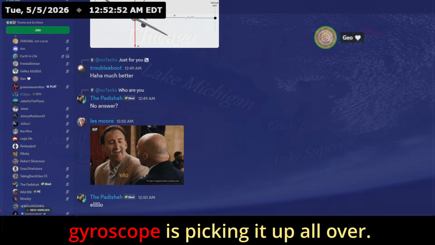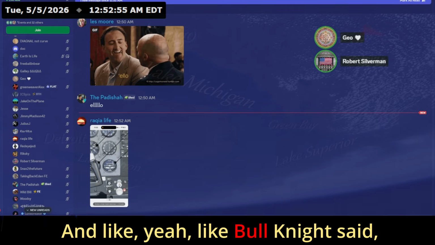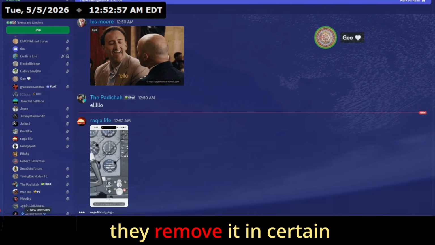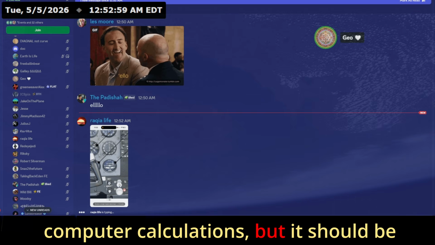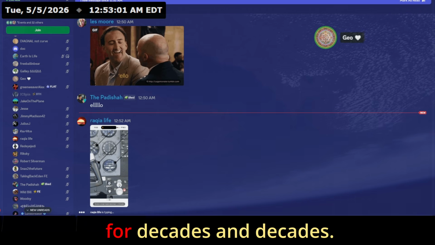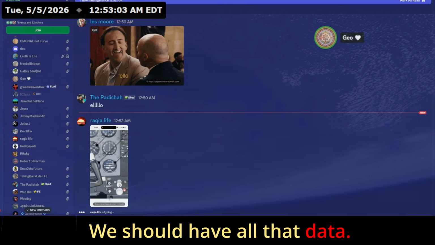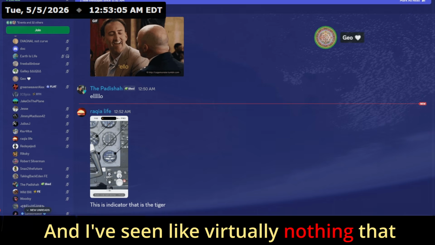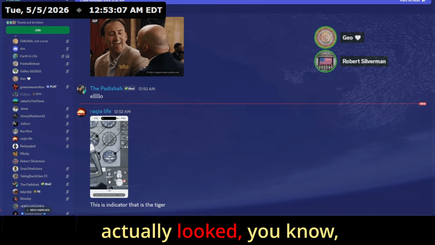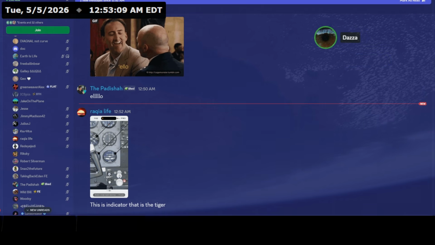Either every single gyroscope is picking it up all over, and Bull Knight said one possibility is that maybe they remove it in certain computer calculations, but it should be there and registered for decades and decades. We should have all that data. And I've seen virtually nothing that actually shows that it does occur, hypothetically.